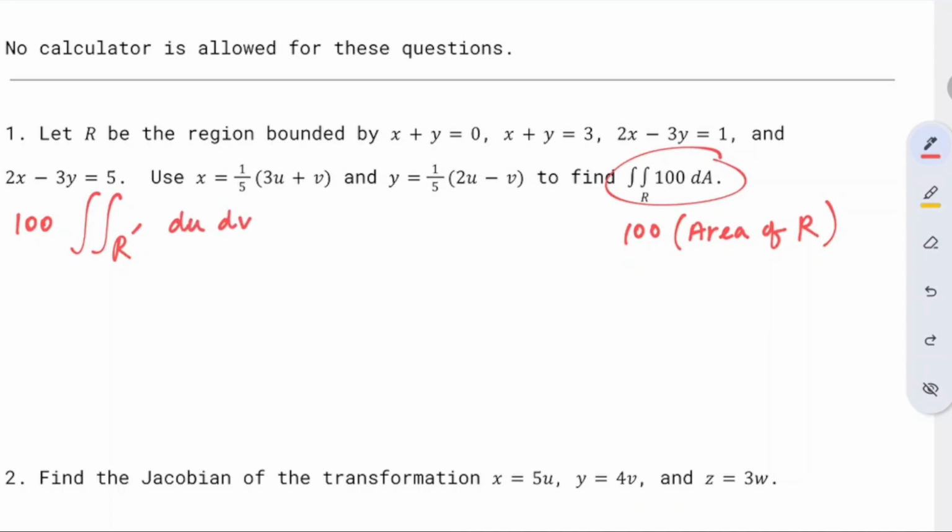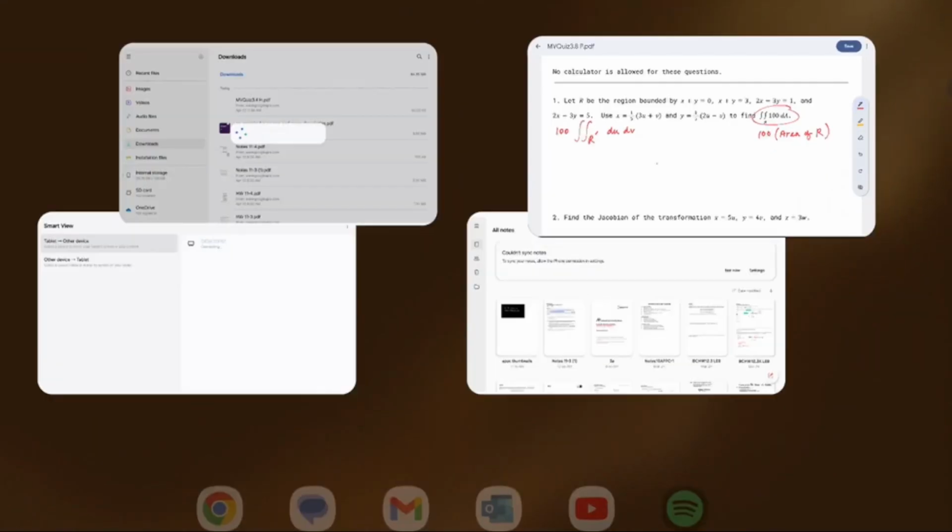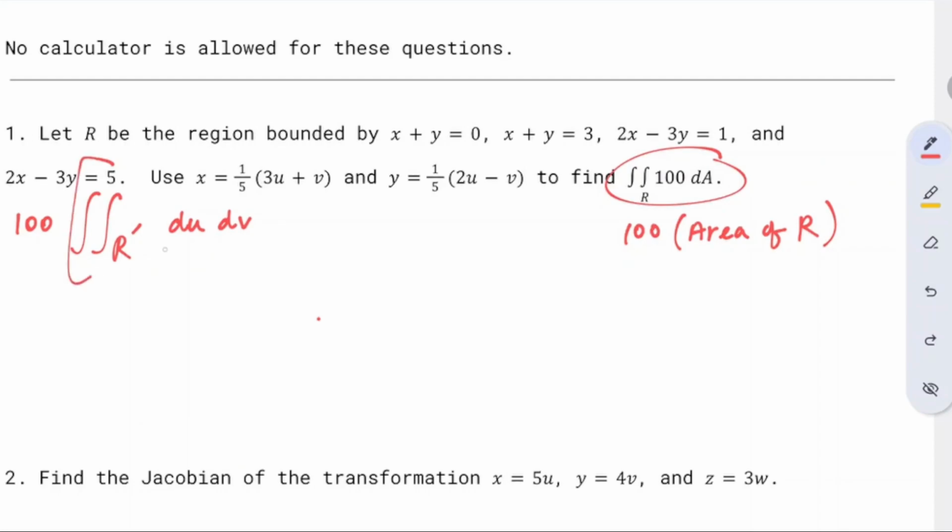Okay, so really our job is to look, the transformed R will be a rectangle in UV world. We need to figure out what the area of the transformed rectangle is, and then we'll multiply by 100. Okay, but wait, times absolute value of J. Whoops. Pardon me, I forgot where I was.